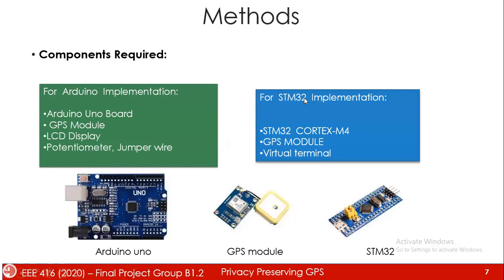Here we have implemented the GPS interfacing using Arduino and STM32 separately. For implementing with Arduino, we need an Arduino board, breadboard, GPS module, LCD display, potentiometer, and jumper wires. For the STM32 implementation, we need an STM32 Cortex M4 microprocessor, GPS module, and LCD display.